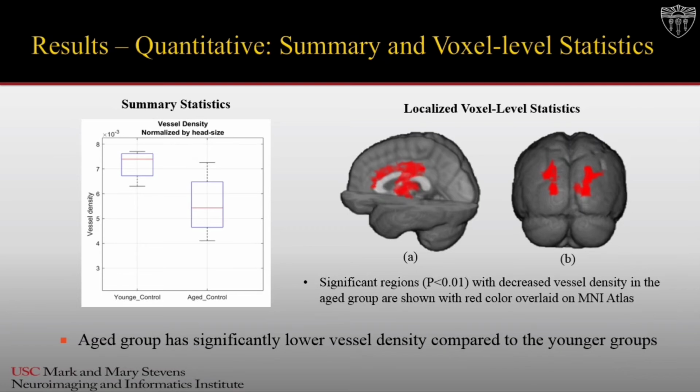For quantitative evaluation, we have the box plots of normalized vessel density by the head size, where we can clearly see the significant difference of vessel density measures between the two age groups. Additionally, voxel level statistics was performed to demonstrate the localized significant regions with decreased vessel density in the older age group, which are highlighted by red-colored clusters.